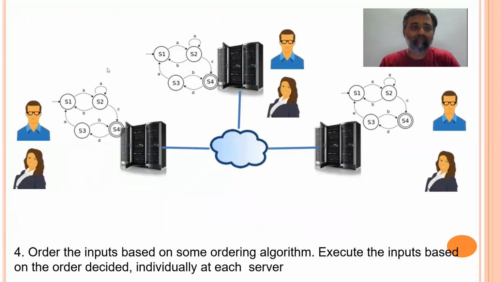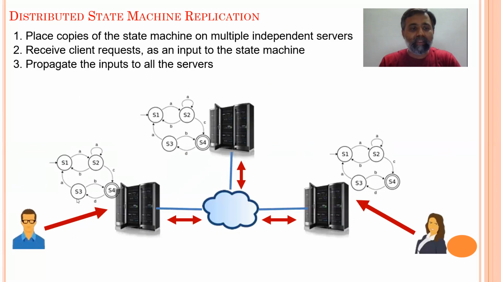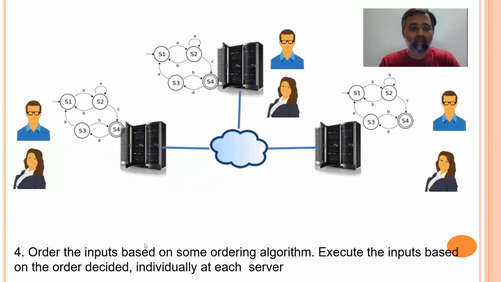So in the previous slide, we saw that two requests had been received at different servers, and now it is replicated, and the same request is available at this server also, at this server also, and at this server also. So it will be broadcasted. Order the inputs based on some ordering algorithm. Some ordering algorithm will be used here.